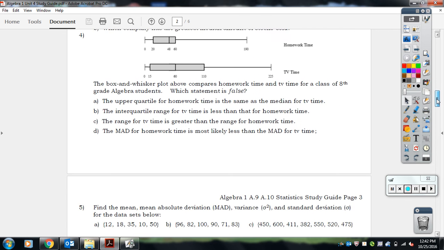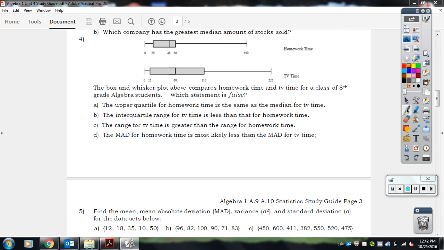More stacked box and whisker plots. The box and whisker plots above compare homework time and TV time for a class of 8th grade algebra students. Which statement is false? A, the upper quartile for homework is the same as the median for TV. Well, that's true. The upper quartile for this is the same as the median for that.